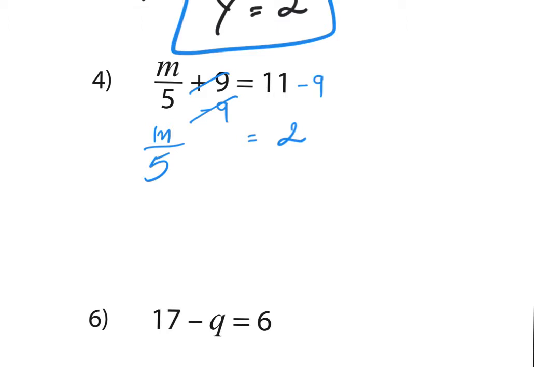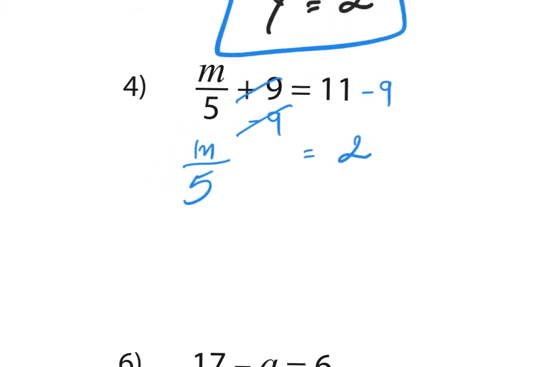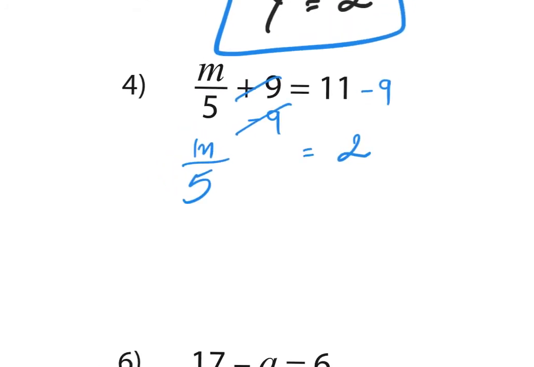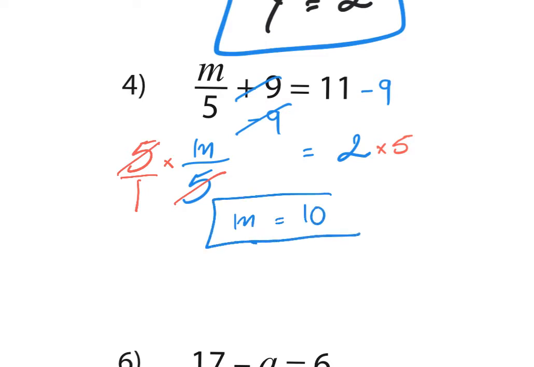Now we have 5 as a denominator, so we need to cancel 5. We're just gonna multiply by 5 on both sides here. And remember, this is like 5 over 1, and we can just cancel 5 with 5 here. So we're gonna have m, and 2 times 5 will be 10. So the answer is just 10.